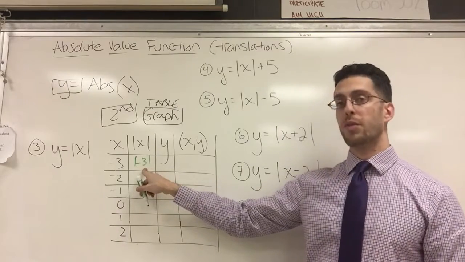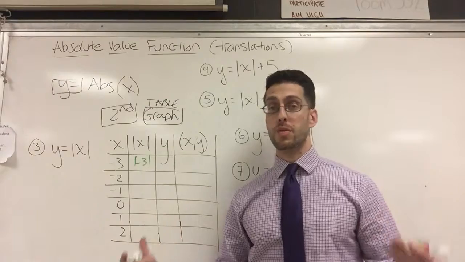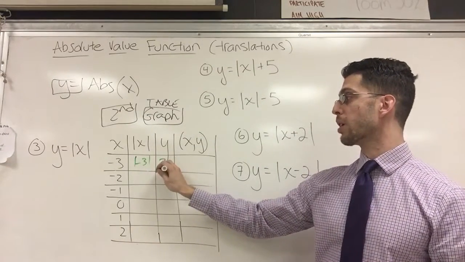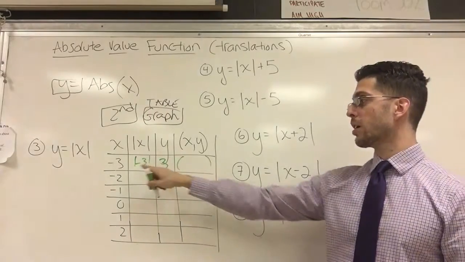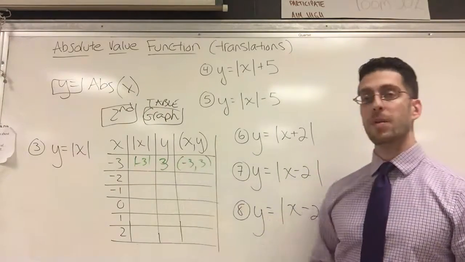What's the absolute value of -3? Positive 3. The absolute value is the positive distance from 0. So this is 3 units away from 0, so y would be 3. What's my point? -3, positive 3. Same for all of them.